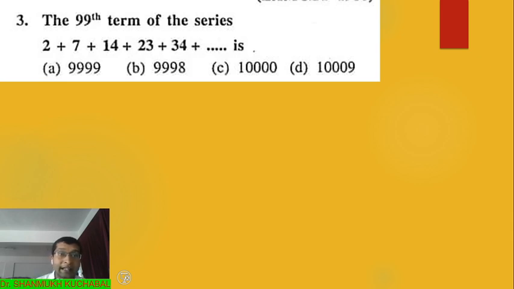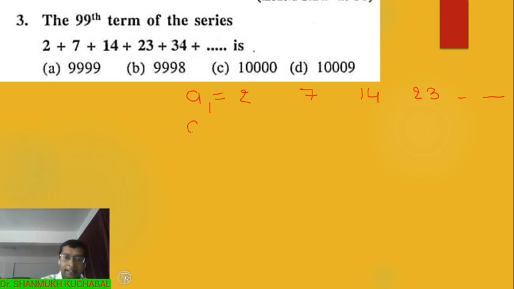The 99th term of the series 2, 7, 14, 23, 34, like that it is. You have to write the 99th term. Okay, so for that I am going to use one trick here. Step by step we will solve it. So the terms are 2, 7, 14, 23, and so on.